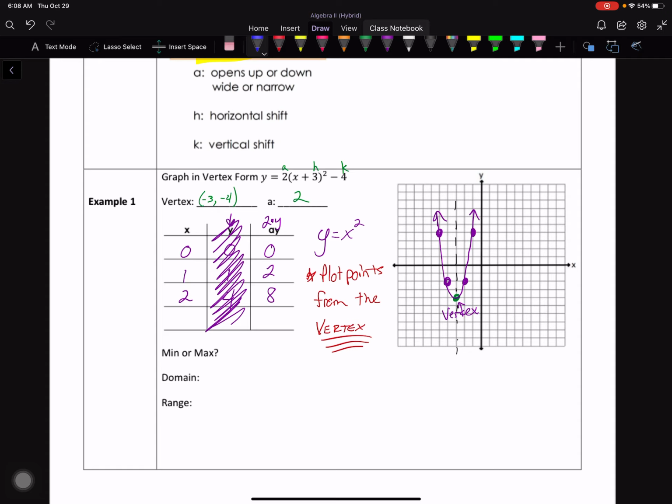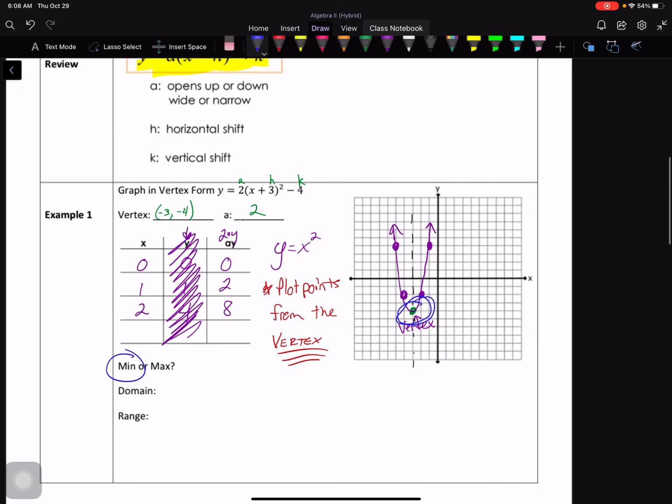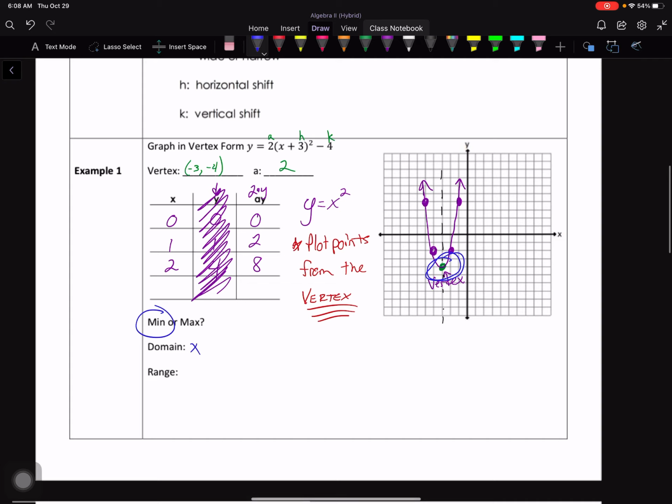Okay, so minimum or maximum. We have a minimum because our vertex is at the bottom. The domain, x is in the real numbers. We can plug any real number into that function, but what comes out, y has to be greater than or equal to -4. It's always going to be whatever your k value is. Similar to absolute value functions, actually.